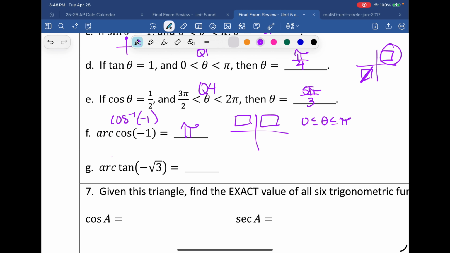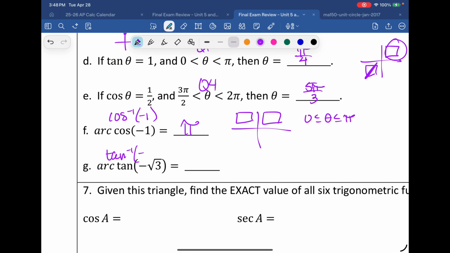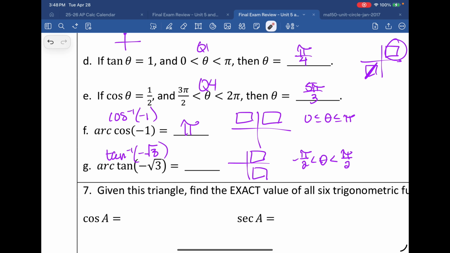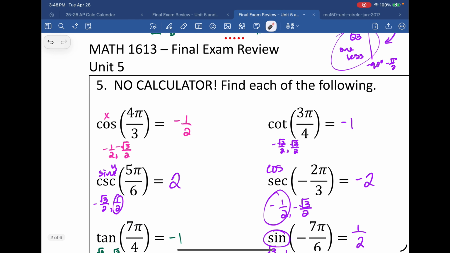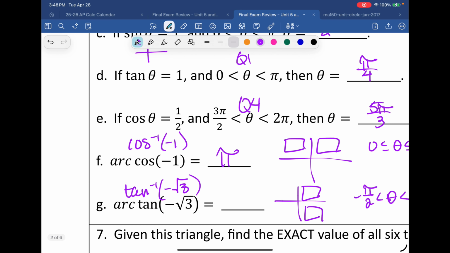Arc tangent, this is inverse tangent. Well, inverse tangent is limited to quadrants 1 and 4, but a little different. Your angle has to be between negative pi over 2 and positive pi over 2, not including the pi over 2's, because that's undefined there. So I need an angle that gives me a tangent ratio of -√3. That's going to put me in quadrant 4. So I'm talking about the negative angles here. So I'm going to go up and look. √3 was pi over 3. So the inverse tangent of -√3 is negative pi over 3.